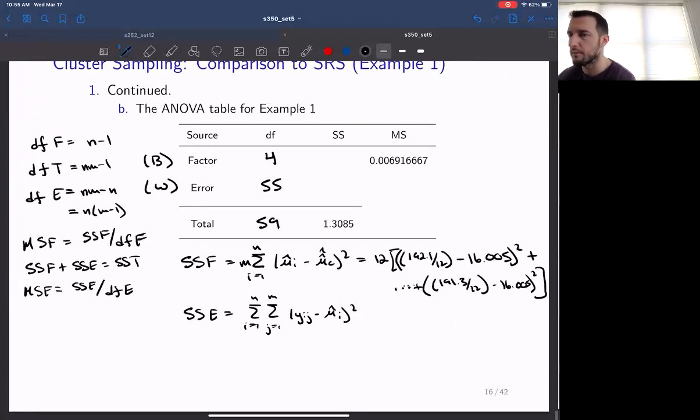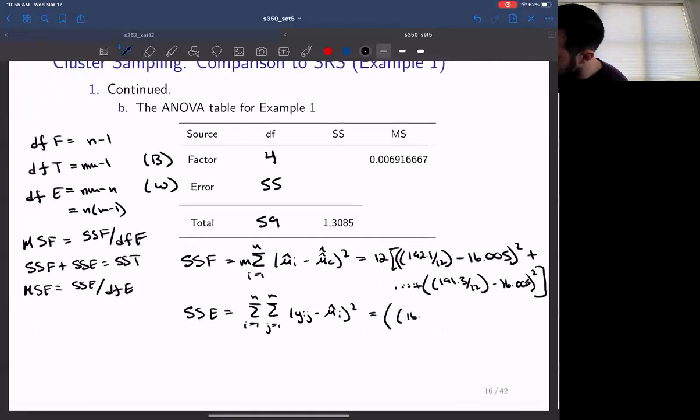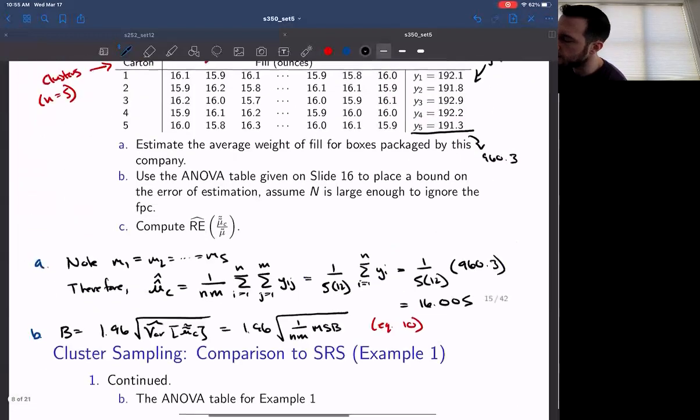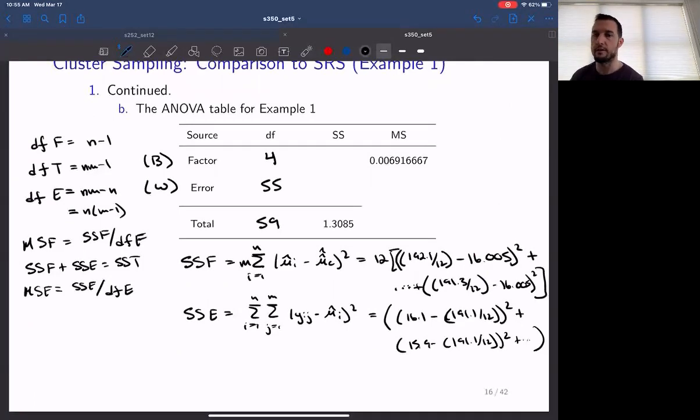So this is a much more difficult illustration because the values change so often in the calculation. But for example, for the very first value, so if we used cluster 1, we would have 16.1 minus 191.1 over 12 all squared, right? And then you would keep moving along this cluster. So then you would have, for example, 15.9 minus 191.1 over 12 all squared. And then you have to do that for every single value in each of the clusters across each of the different rows.